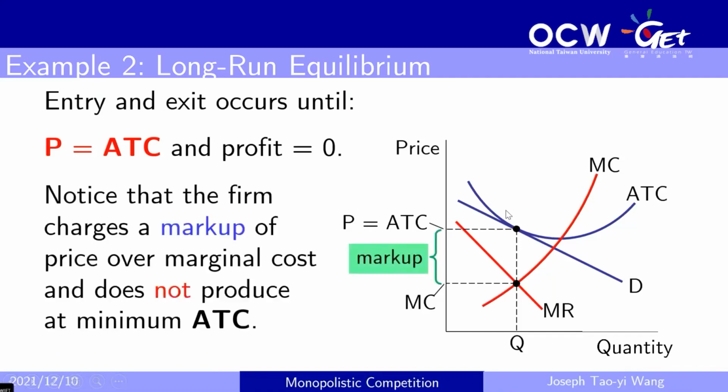But unlike perfect competition, at this zero profit price, it's still above marginal cost, because you're not at the lowest point of the ATC curve, like under perfect competition, where the demand curve each individual firm is facing is horizontal. So you're not at that point, so you are having a markup. So you're not producing at the efficient scale.